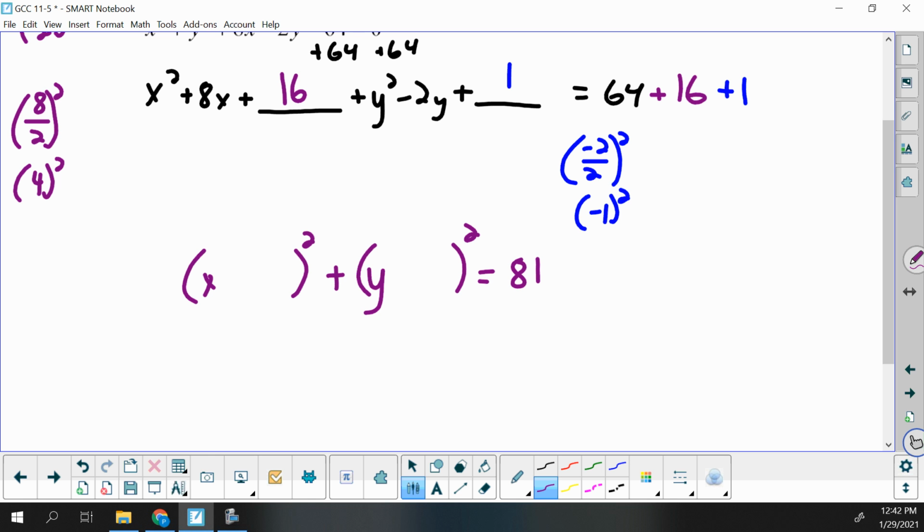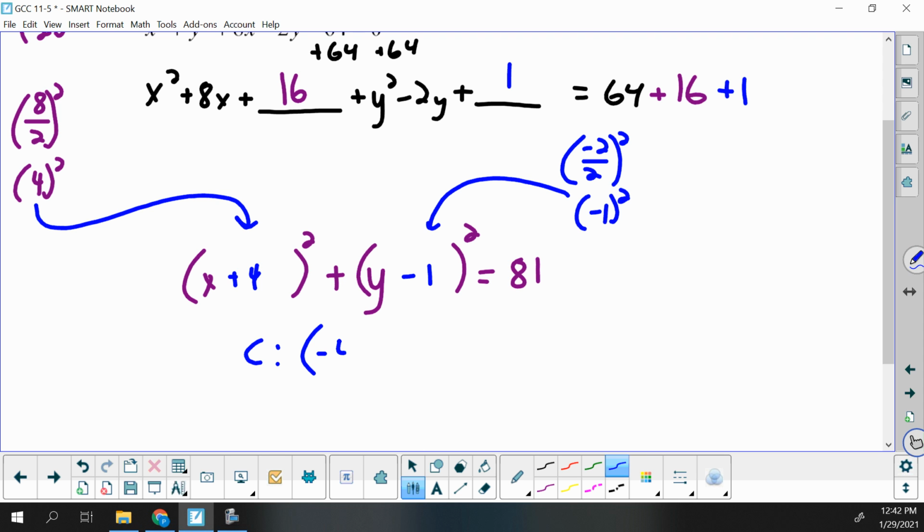Just coincidence that it was 81 again, it will not always be 81. So what do we put with the x and the y? Whatever we squared. We squared 4, so this one will be plus 4. Here we squared negative 1, so this one will be minus 1. Our center is the opposite signs of what's in the parentheses, so negative 4, positive 1. Our radius is the square root of what we're equal to, so that's just 9 again.